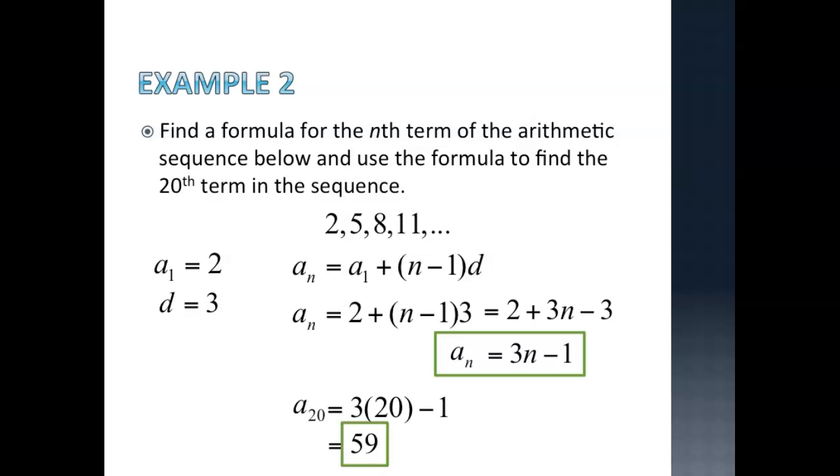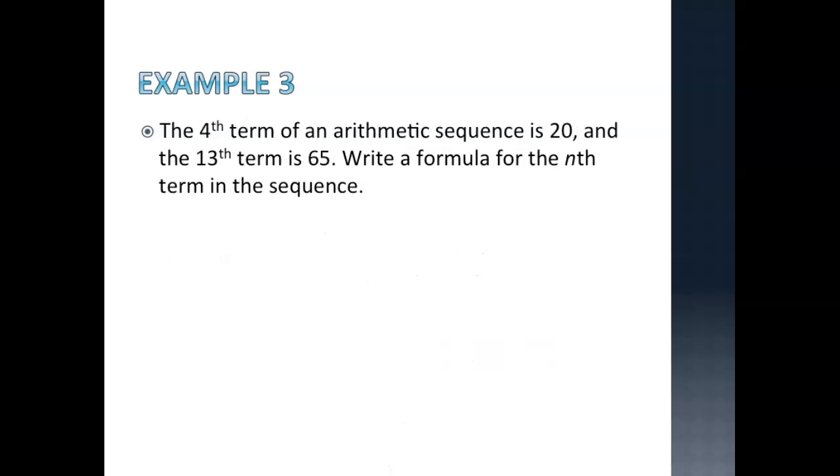All right, let's look at an example that's slightly different. In this one, it says the 4th term of an arithmetic sequence is 20, and the 13th term is 65. Write a formula for the nth term in the sequence. So you'll notice in this one, you're actually not given what the first term is. You're not given what the common difference D is. And you're not given two terms that are next to each other.